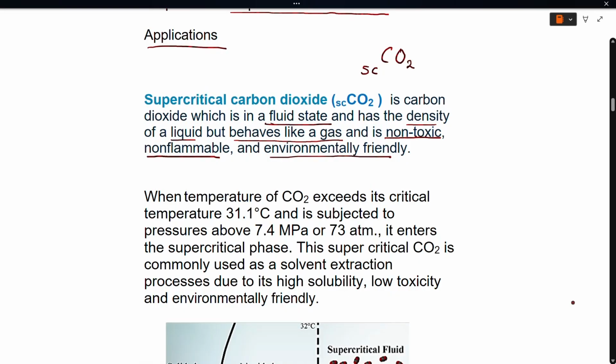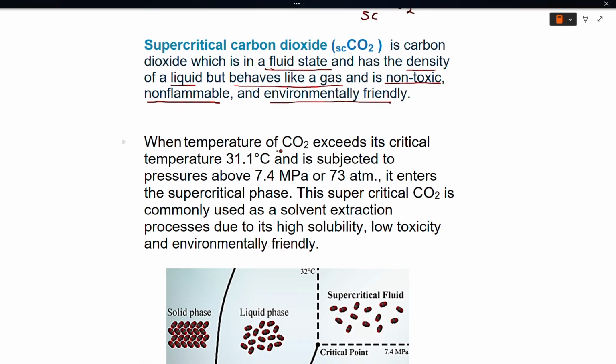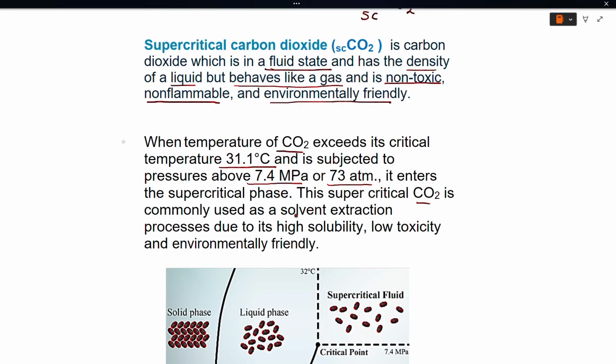Now, when the temperature of carbon dioxide exceeds its critical temperature, what is that critical temperature? 31.1 degrees Celsius, and it is subjected to a pressure of 7.4 megapascals, or you can say 73 atmospheres, it enters into a supercritical phase. Supercritical carbon dioxide is commonly used for solvent extraction processes because of its high solubility, low toxicity and environmental friendliness. But here there is one drawback, though we call it environmentally friendly.